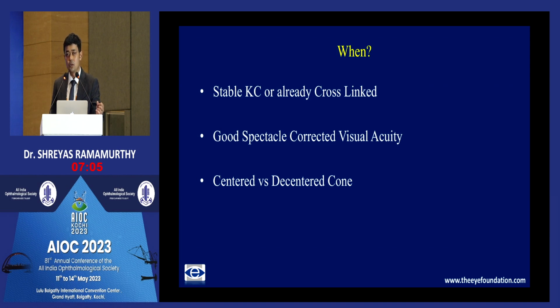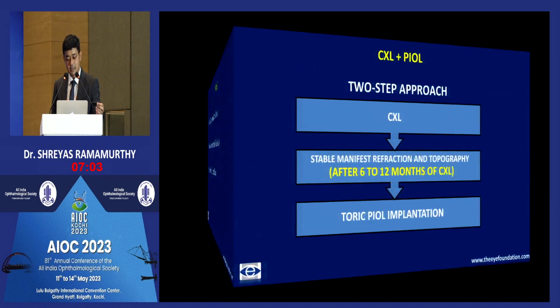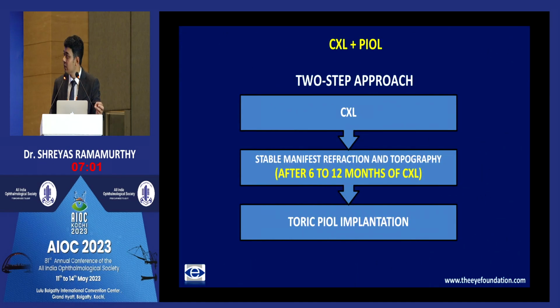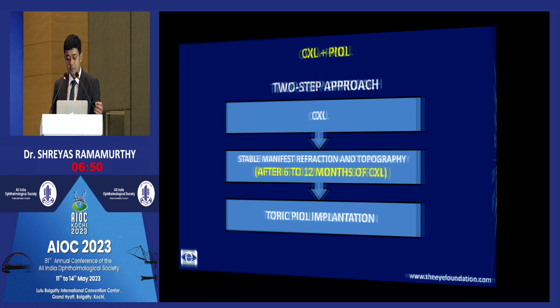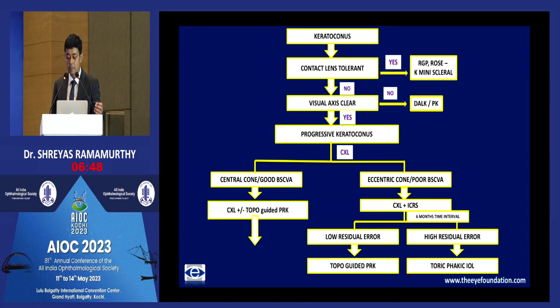Centered versus decentered cone, I'll just touch upon it in a subsequent slide. Generally, we wait for a minimum period either with a cross-linking or after a topo-guided PRK or with an intracorneal ring segment. We wait for a period of 6 months at least to ensure that we attain stability before we go ahead with a phakic IOL implant.